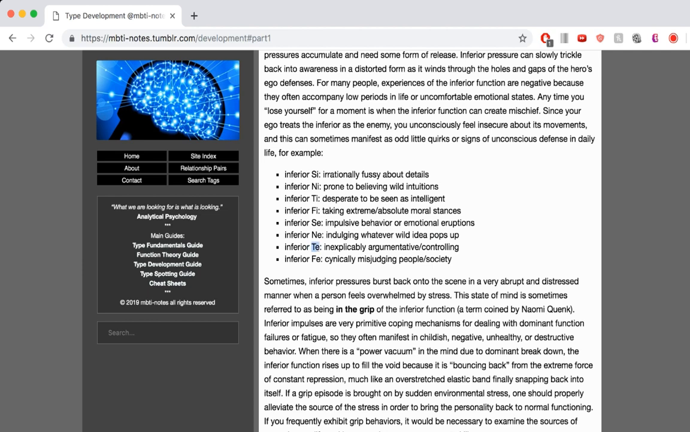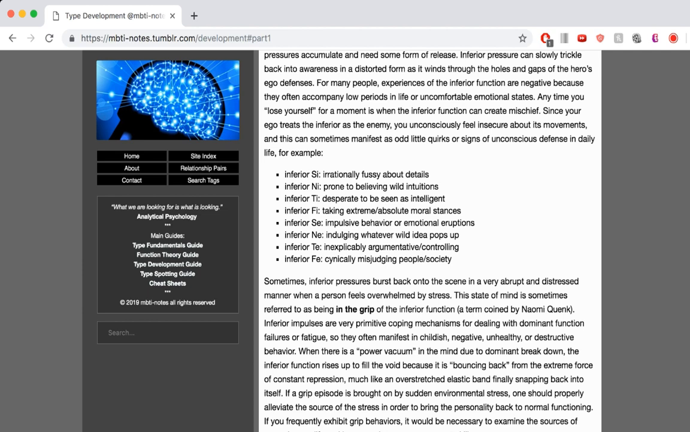TE is usually structure, making plans very easily. So inexplicably argumentative or controlling. Yeah, if you have your master plan, and you have your structure, usually you can argue kind of well, and you'll be controlling because you want people to follow your structure.